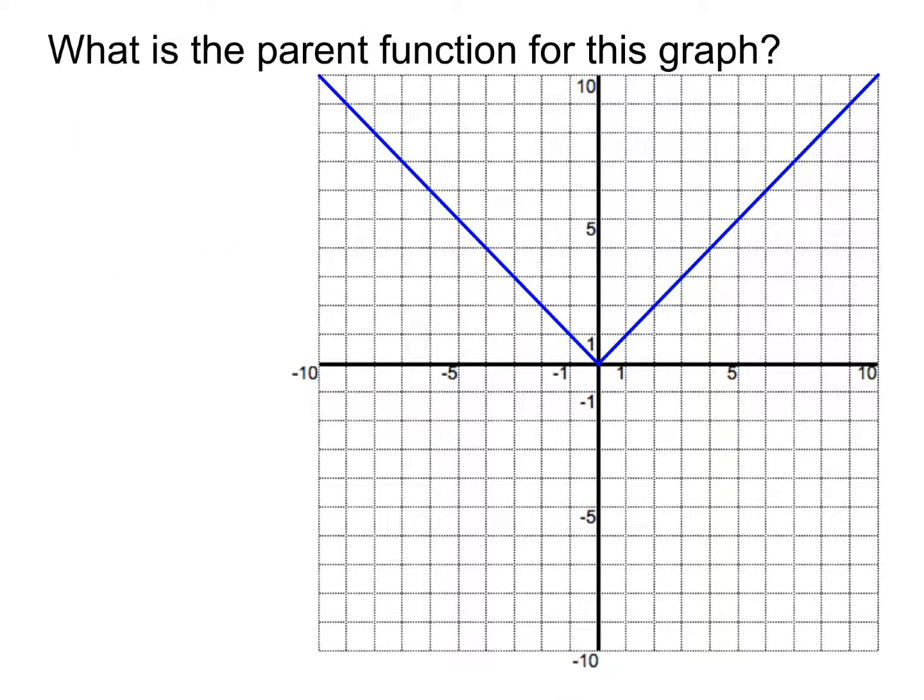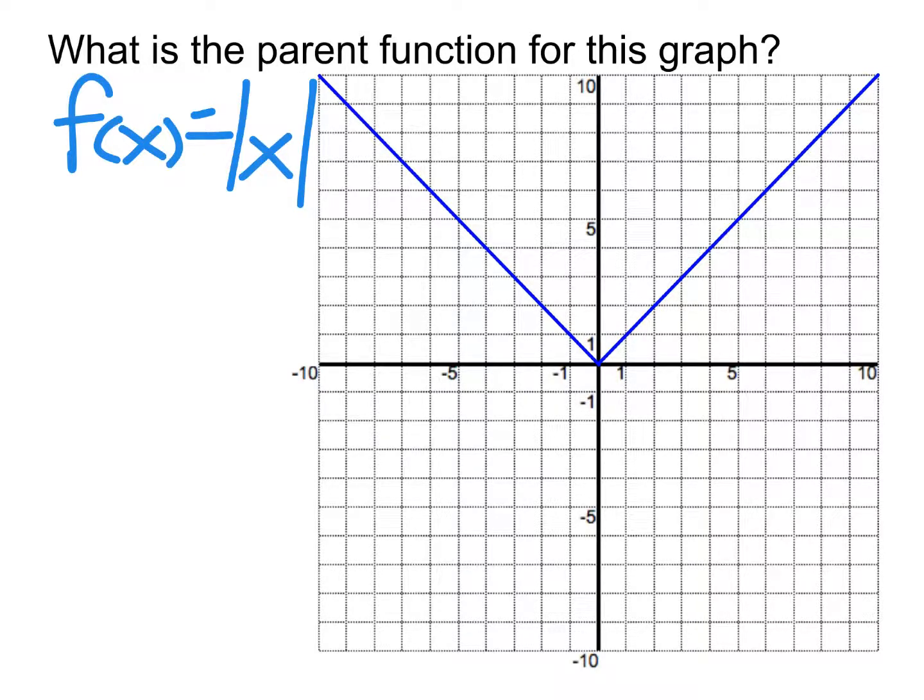For this graph, the straight V, what is the parent function for all of the graphs that are this straight V shape? Well, you see it there in your notes, right? It's these bars around it. We'll do f of x equals, and then we got these bars around x. How do we read that with those bars in there? Yeah, absolute value. That is called the absolute value of x.